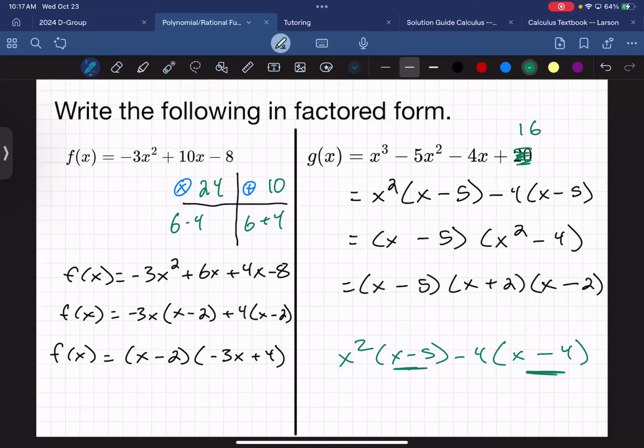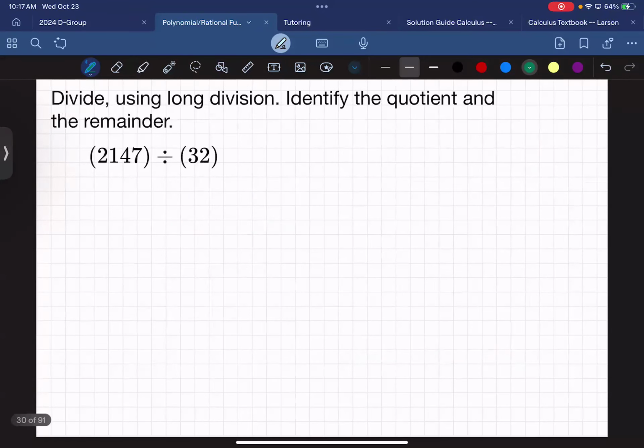And this is the situation that we need to start working on: when the traditional things we've worked with so far don't work, what do I do instead? Well, guess what? What did I say we do instead? Long division. Okay. How do I set up long division? 2147. All right, but we remember this little division bar, right? We put the 32 on the outside, and we put the 2147 on the inside.